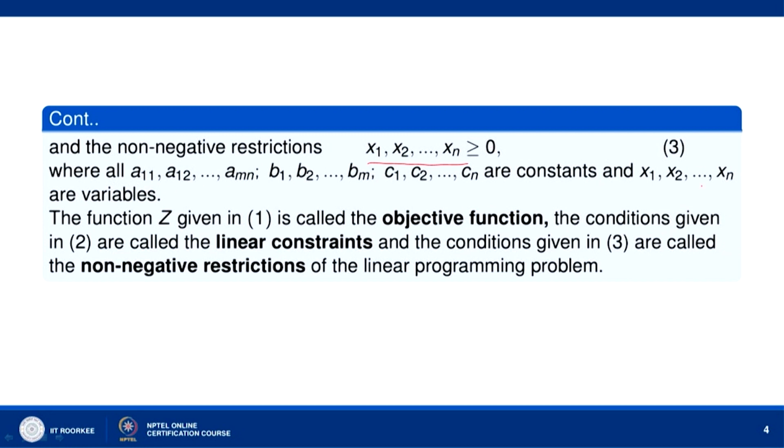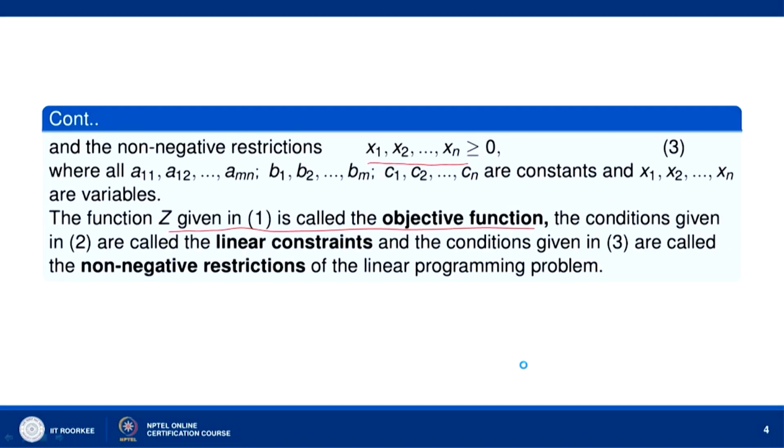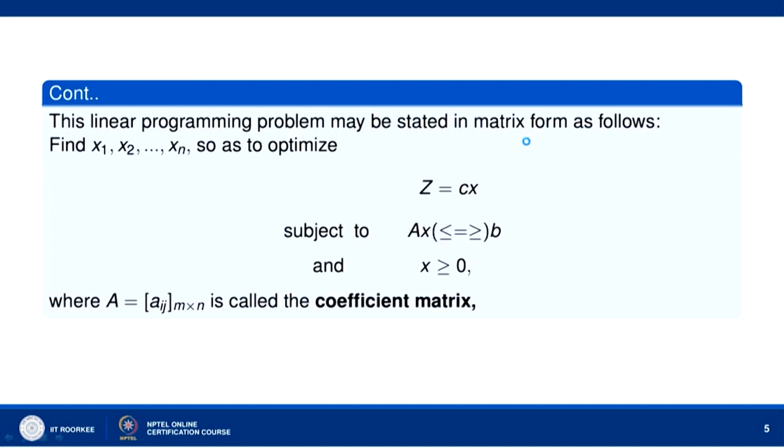x1, x2, xn are called variables. Now, the function z is called the objective function. We have to maximize or minimize this function. So, this is known as objective function. The conditions given in 2, these conditions are called linear constraints, and the conditions given in 3, these are called non-negative restrictions on the linear programming problem.